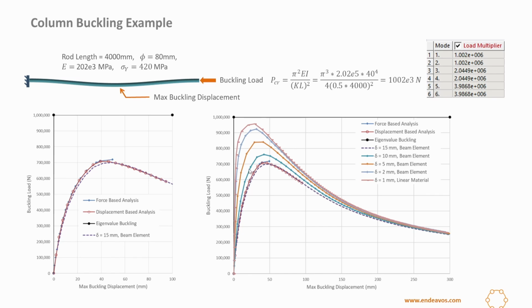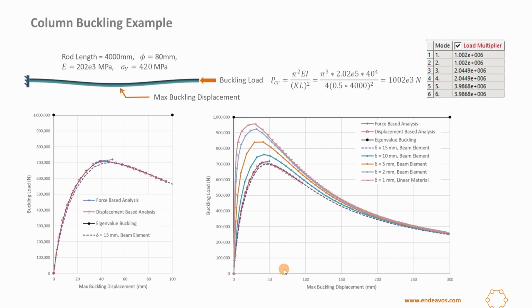If we go down in imperfection, this curve gets steeper and the buckling becomes more sudden. If you look at this curve, which is 1 millimeter initial displacement or imperfection, the buckling happens very suddenly but at a higher load value. But eventually all these curves converge into a single curve.